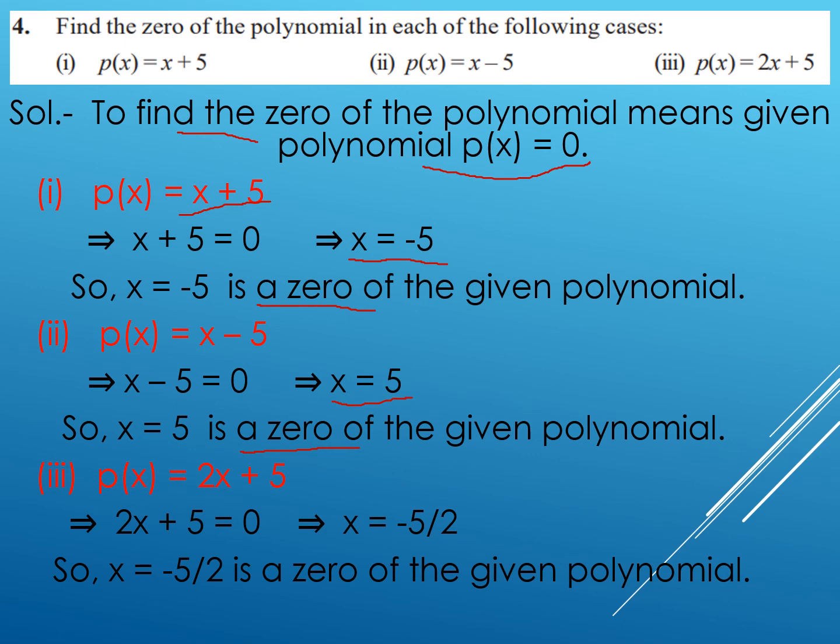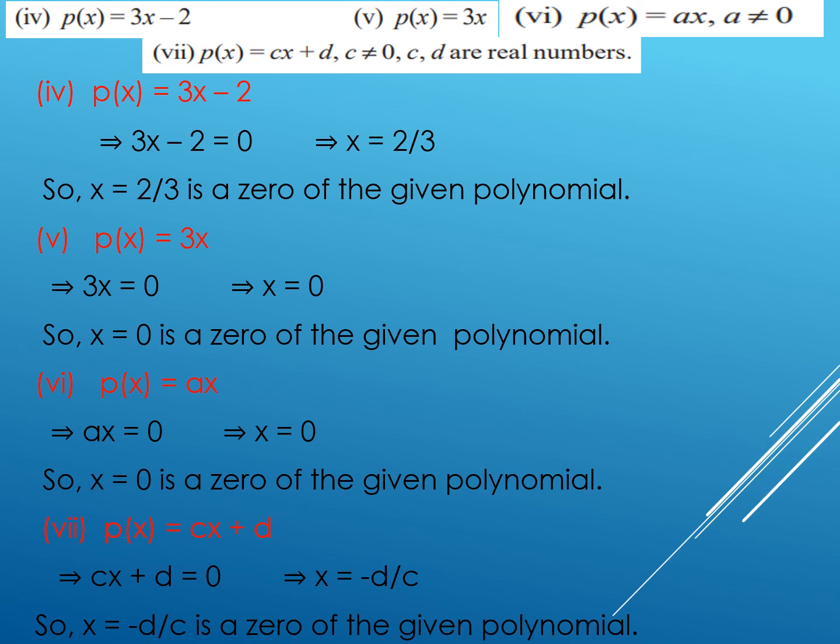Third part, p(x) is equals to 2x plus 5. Now to find the 0 of this polynomial, we have to put 2x plus 5 is equals to 0. And after solving, we are getting x is equals to minus 5 upon 2. So x is equals to minus 5 upon 2 is a 0 of the given polynomial. Fourth part, p(x) is equals to 3x minus 2. To find the 0 of this polynomial, we will put 3x minus 2 is equals to 0. After solving, we are getting x is equals to 2 upon 3. So x is equals to 2 upon 3 is the 0 of the given polynomial.